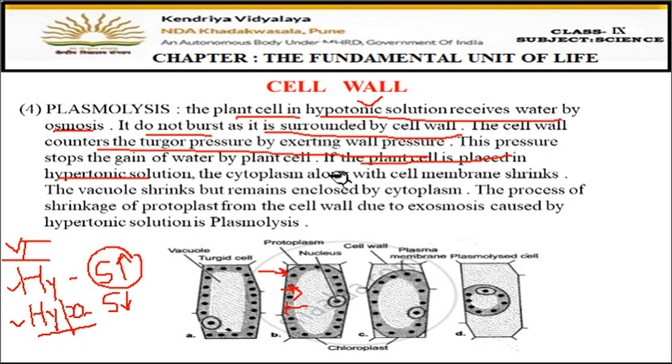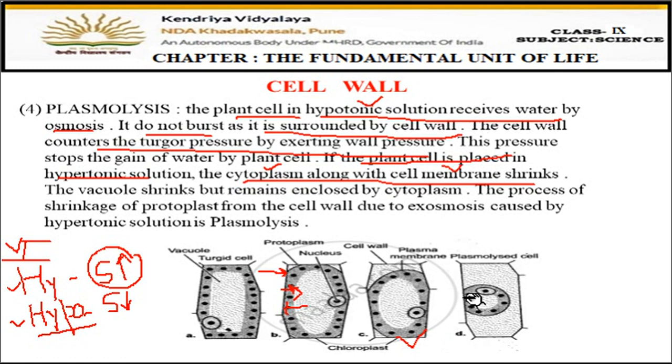So if a plant cell is kept in hypertonic solution, the cytoplasm along with the cell membrane shrinks, right? So what will happen now? Water will come out. So if water comes out, then definitely the cell will shrink. The cell is shrinking, that means the cell membrane is also shrinking along with the cytoplasm. Everything will shrink. Now in this diagram you can see it starts shrinking.